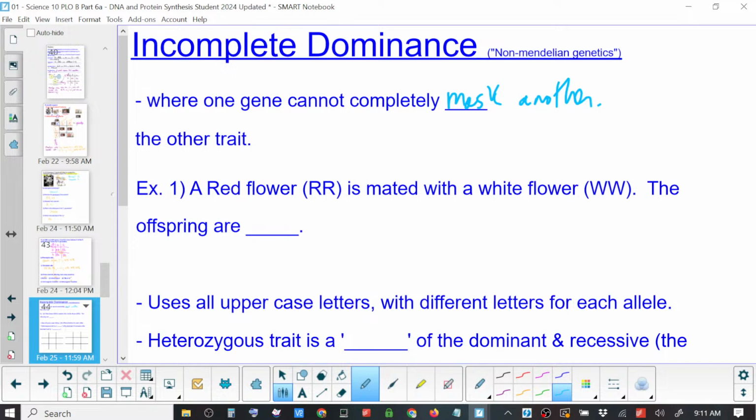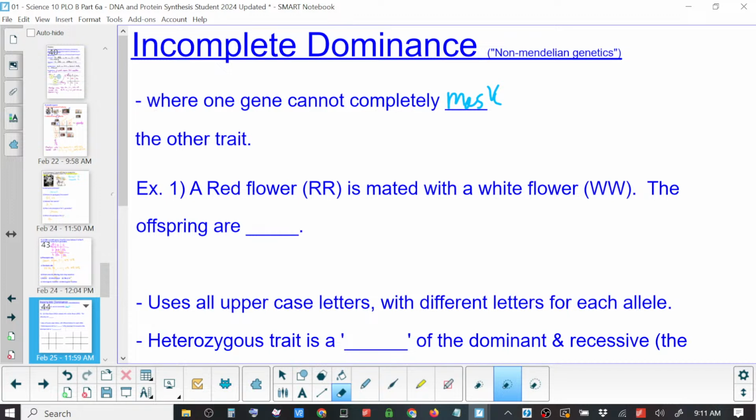So in incomplete dominance, you cannot completely mask the other trait. This is the kind of case in which you could get a 1.5 corn, where one trait tries to mask it and it doesn't quite go all the way. You get more blending with these types of traits.